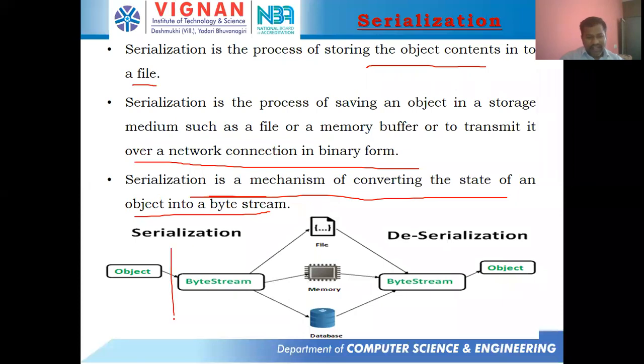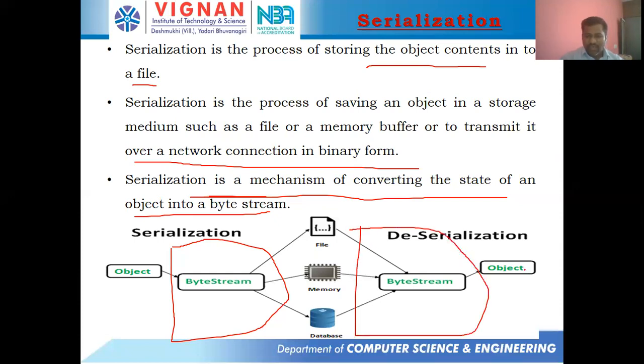In between, we'll be writing a Java program over here. The object we are taking, we are converting in the form of bytes and sending it to a file. And from the file, we'll be taking the byte stream, and that byte stream is going to be converted in the form of what? Object. This is serialization, this is deserialization.